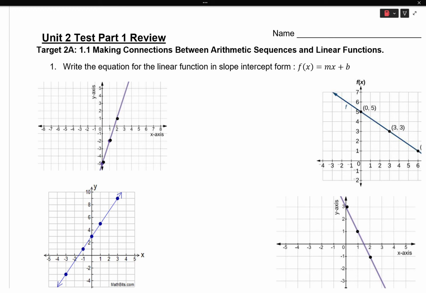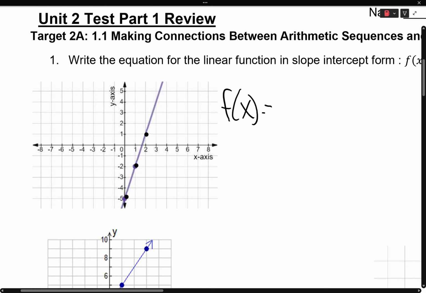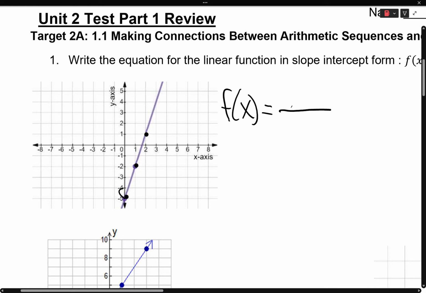Okay, for number 1, we're going to make equations in slope-intercept form for all 4 graphs. Let's start with the top left one. Alright, I got f of x equals. First, we're going to need a fraction, and the fraction is going to be our slope. How many up and to the right are we going? Let's count. 1, 2, 3 up, and to the right once.